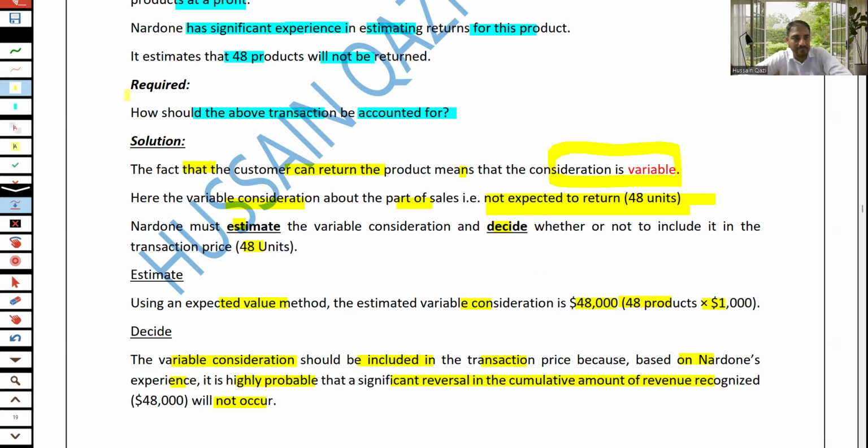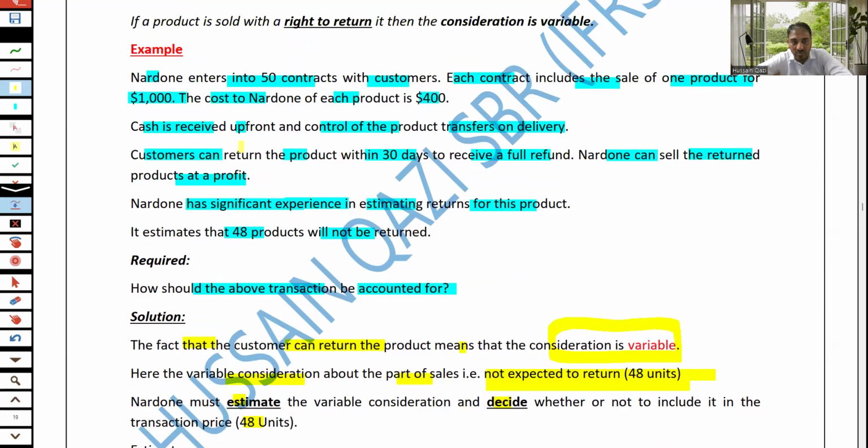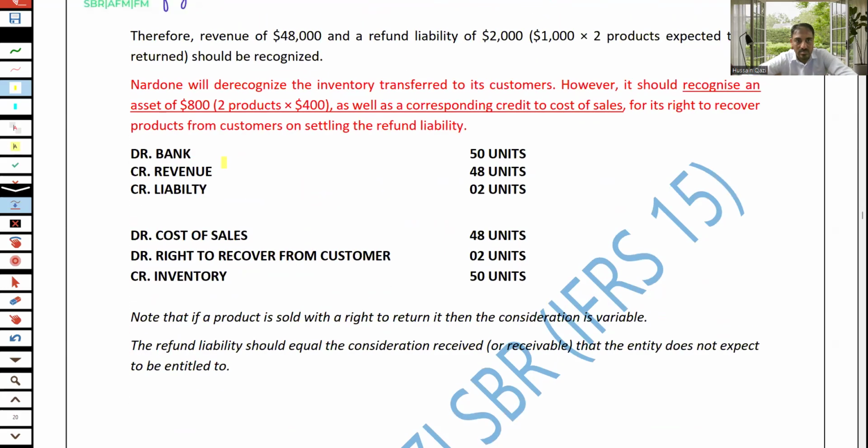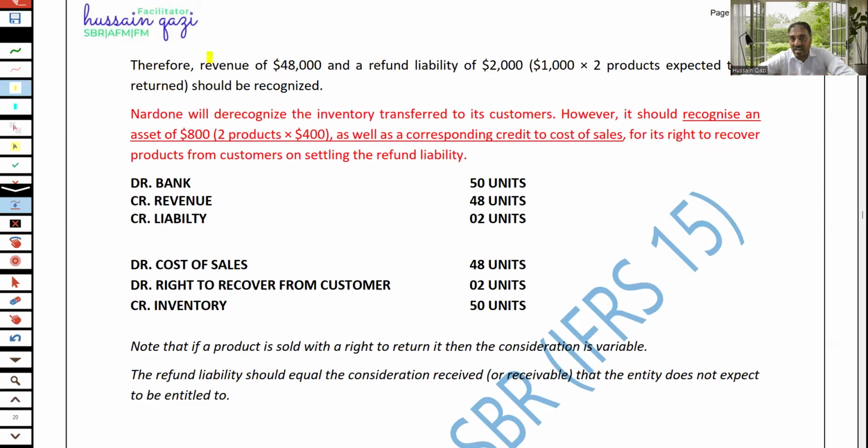Now students, next point. Same case with the next point. Sir, we have actually received the cash for 50 units. So what will be the accounting entry? Now listen carefully. Therefore, revenue, we have received 50,000. Huh? The revenue is 48,000, bank debit 50,000. Revenue should be 48,000 and a refund liability of 2,000. That's the expected return that should be recognized.